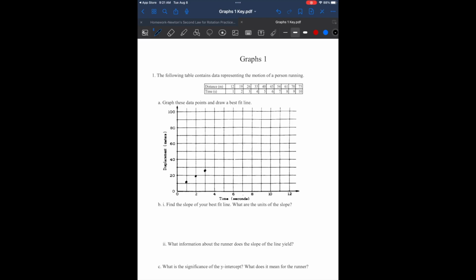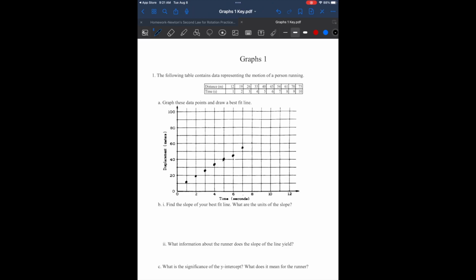With the time at 1 second, we've got a distance of 12 meters, 2 seconds 19, 3 seconds 26, 4 seconds 33, 5 seconds 40, 6 seconds 45, 7 seconds 54, 8 seconds at 61 meters, 9 seconds at 70 meters, and 10 seconds at 75 meters. Once I get those plotted, we're going to draw a best fit line.